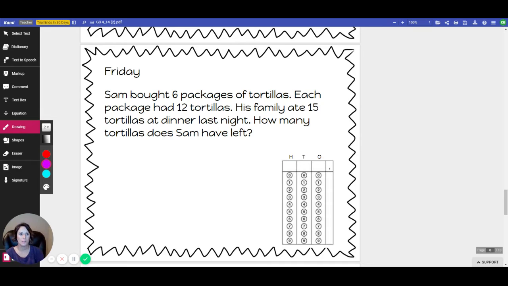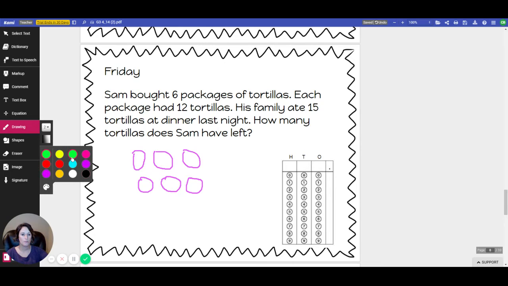Picture the package of tortillas. He bought 6 packages. Package 1, 2, 3, 4, 5, and 6. And for each package, each one of these had how many? 12. So this one has 12. This one has 12. This one has 12. When I'm able to keep adding in the same equal groups, what am I talking about?